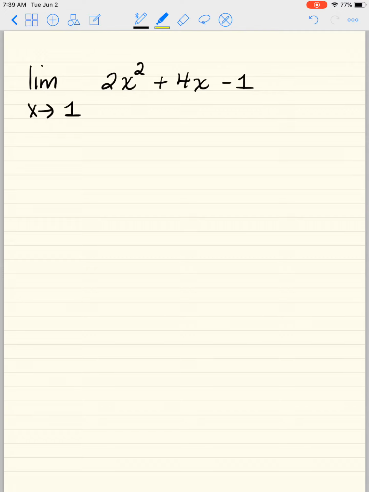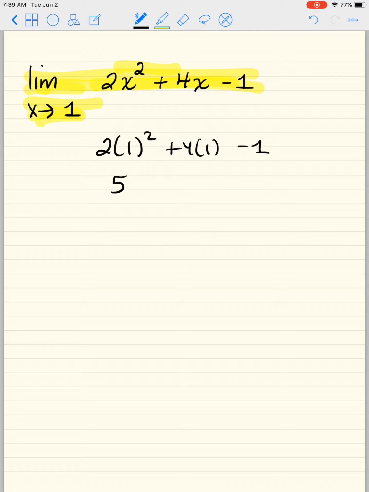So I'm going to use this example here, and if we were typically going to do this in class, you would just say, all right, the limit as x approaches 1 of 2x squared plus 4x minus 1, I would just plug in the 1, and I would just get 2 times 1 squared plus 4 times 1 minus 1, and I would get 2 plus 4 minus 1 is 5, and so the limit as x approaches 1 of this function is equal to 5.